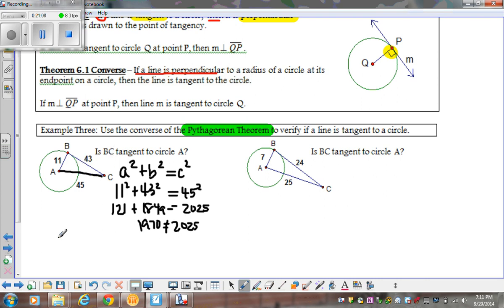So therefore, BC segment, I'm just going to write this as neatly as I can, is not tangent. Because remember, to be tangent, it has to be perpendicular or make a right angle with the radius, which means Pythagorean theorem should work. But because Pythagorean theorem did not work, that means it is not tangent. So if we want to pause this for a second, I want you guys to try that second one for me and determine whether or not BC is in fact tangent to AB.